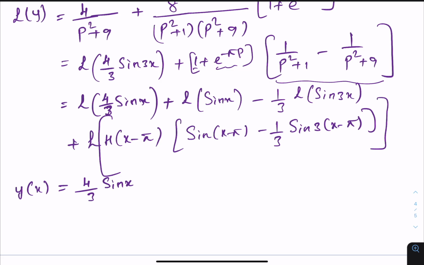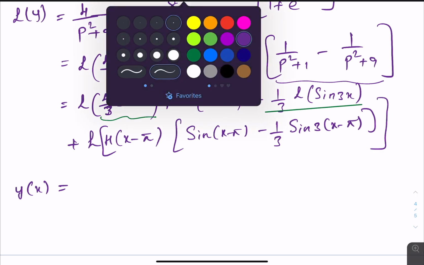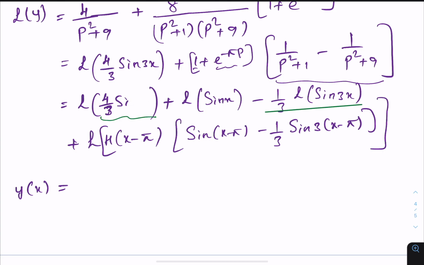Okay, so there is a 4 by 3 sine x here, and there is a minus 1 by 3 sine x here. So 4 minus 1, 3 by 3 is 1. Oh, not here, sorry, I made a mistake, right? I didn't write it properly. This should be sine 3x.